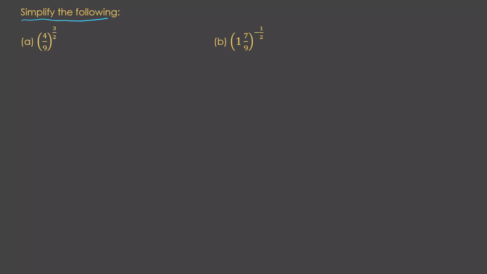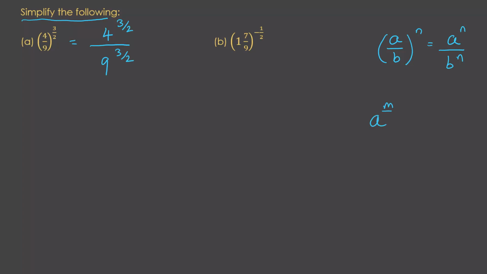We want to simplify the following. Now the first one, we have 4/9 to the 3/2. An index law that you should know is if you have a over b to the n, that can be separated into a to the n over b to the n. So I'm going to have 4 to the power 3/2 over 9 to the power 3/2.